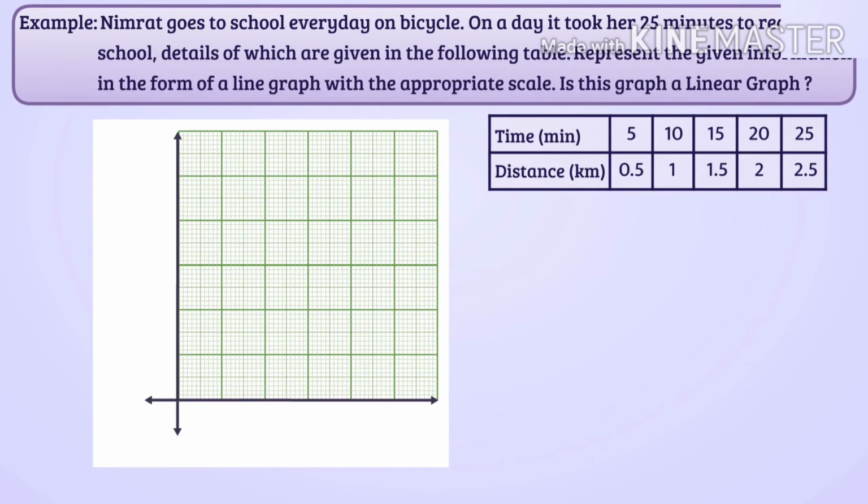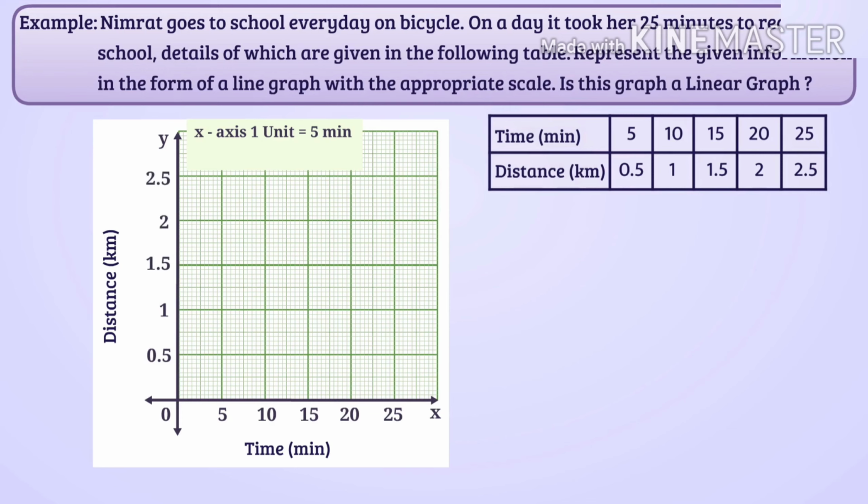Now let's take a distance and time example to understand it better. On the horizontal line we will take the x-axis and on the vertical the y-axis. On the x-axis we will show the time, where 1 unit is equal to 5 minutes, and on the y-axis we show the distance, where 1 unit is equal to 0.5 kilometer. Accordingly we will plot the points. For 5 minutes it shows 0.5 kilometer, so we plot this point with 5 as the x coordinate and 0.5 as the y coordinate.